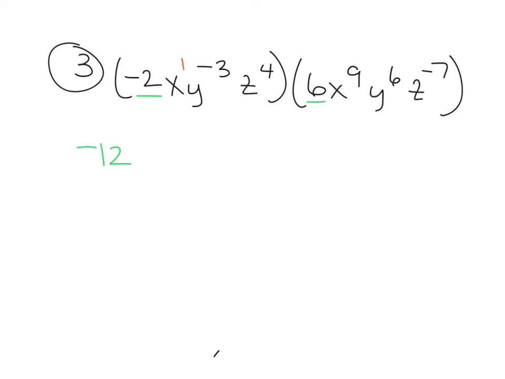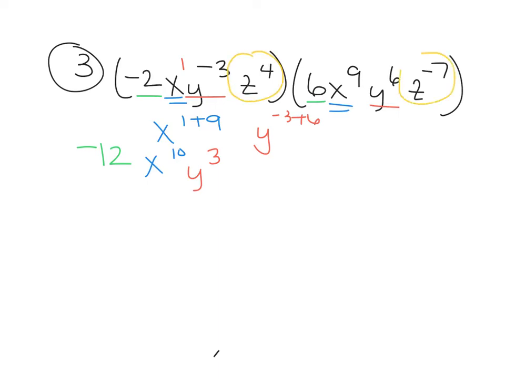Okay, so now let's go on to the x's. So we have x to the 1st, and then x to the 9th. So we're going to add the exponents. So far I have negative 12x to the 10th. Okay, now I'm ready to do the y's. Y to the negative 3rd and y to the 6th. So y to the negative 3rd plus 6, that gives me y to the 3rd. And now I've got to do my z's. So I have z to the 4th and z to the negative 7th. So 4 plus negative 7, that's z to the negative 3rd.